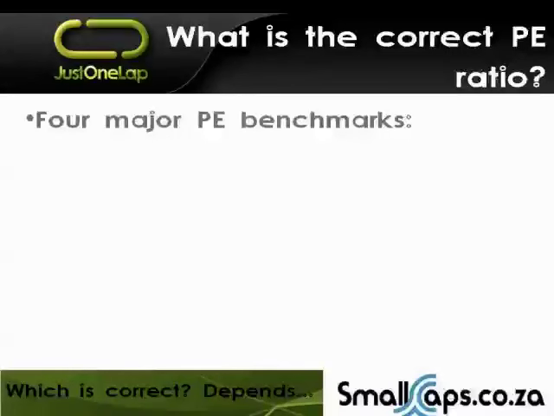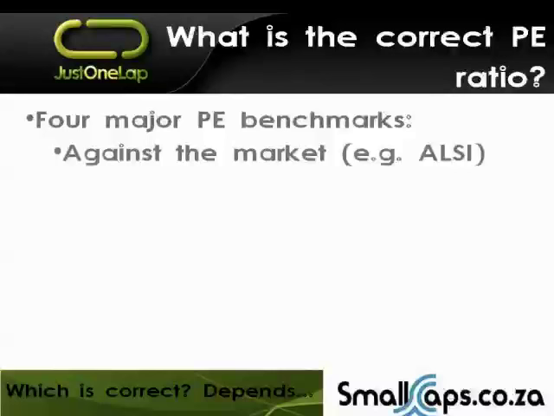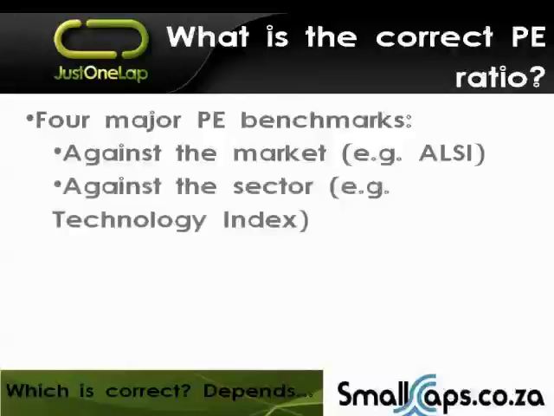Ignoring historical and forward price earnings, let's have a look at the different ways to apply price earnings. You can look at the price earnings of one share versus the market. In this case, for example, on the JSE, that would be the ALSI index. You can look at the price earnings of the share versus the sector it's in. And if it happens to be a technology company, you look at the JSE technology index's price earnings.